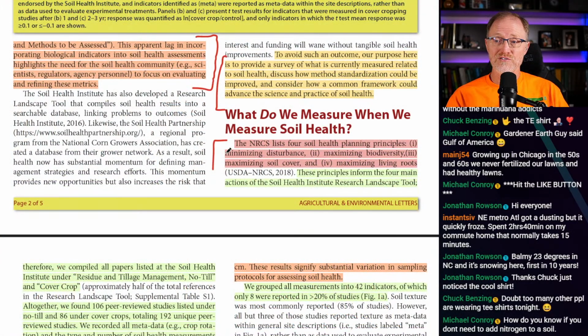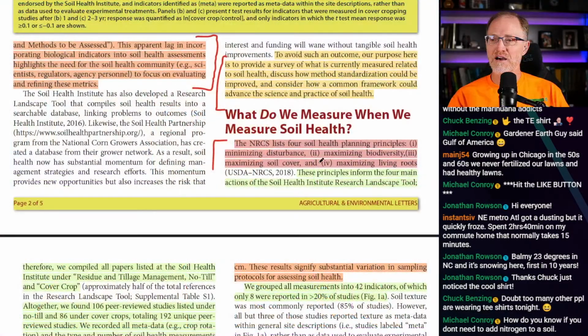Minimizing disturbance. If you're not aerifying and verticutting, you just have a lawn, you're not really disturbing the soil. And this is one reason why I'm not in favor of aerifying unless you need to, unless you have a good reason. Maximizing biodiversity. There are so many microflora and microfauna and macroflora and macrofauna out in most people's lawns. It's crazy. Maximizing soil cover, I would argue there's not a plant on the planet that is better at that than grasses.